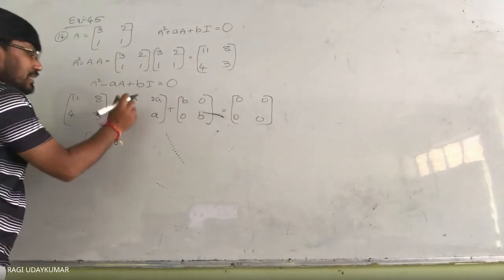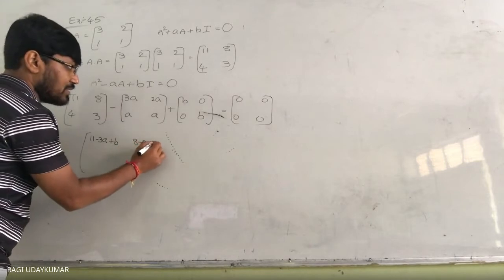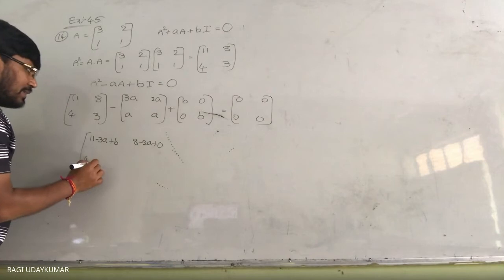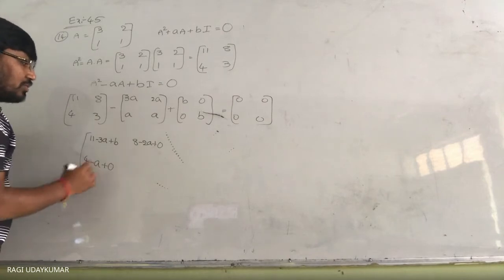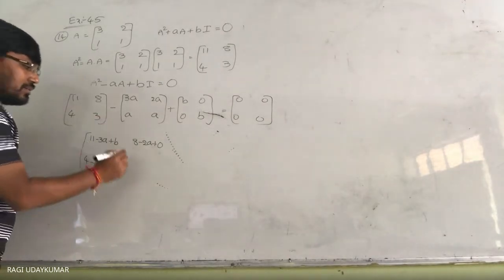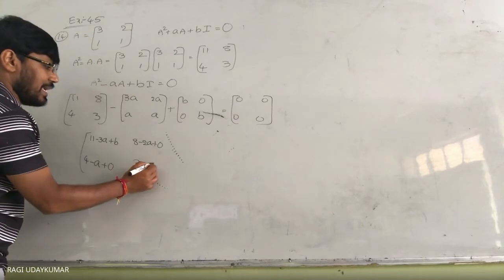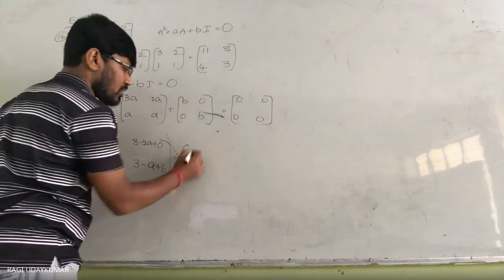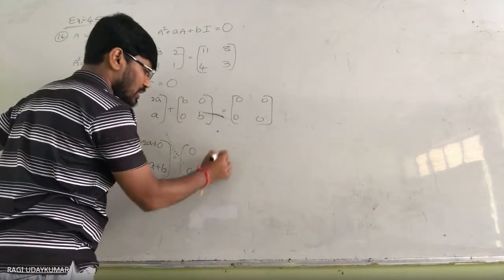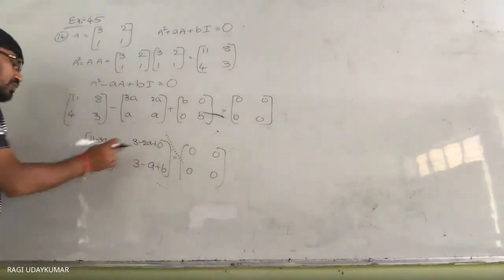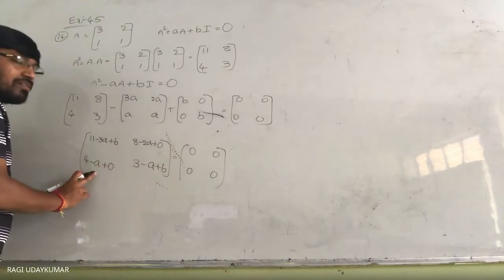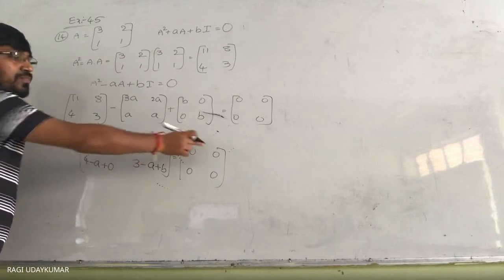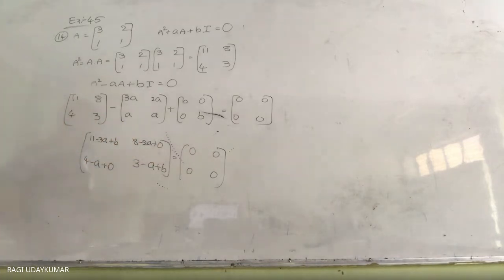Here 8 minus 2a plus 0. Here 4 minus a plus 0. Here 3 minus a plus b is equal to 0, 0, 0, 0. That means this is 0, this is 0, this is 0, this is 0. If you take this one equal to 0, 2a equal to 8, a equal to 4 will come.